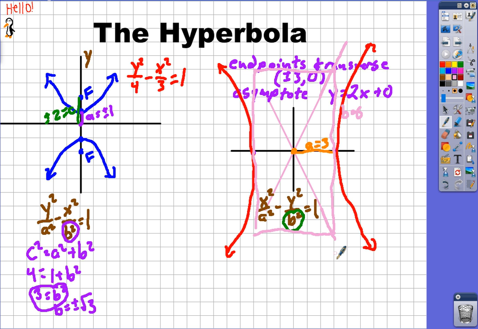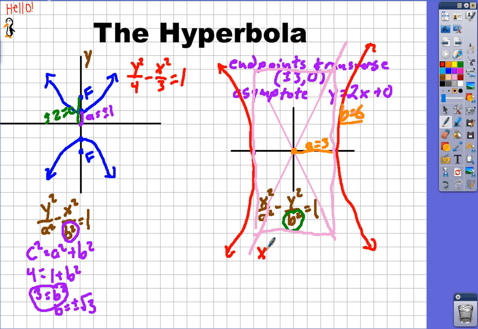Notice it goes right through that corner right there. Continue the slope, it's going to go right through there. So we've now identified the b value. I know that might be hard to read, I'll go ahead and write over top of it. b equals 6, a equals 3. Our center is the origin. So we can write our equation now.